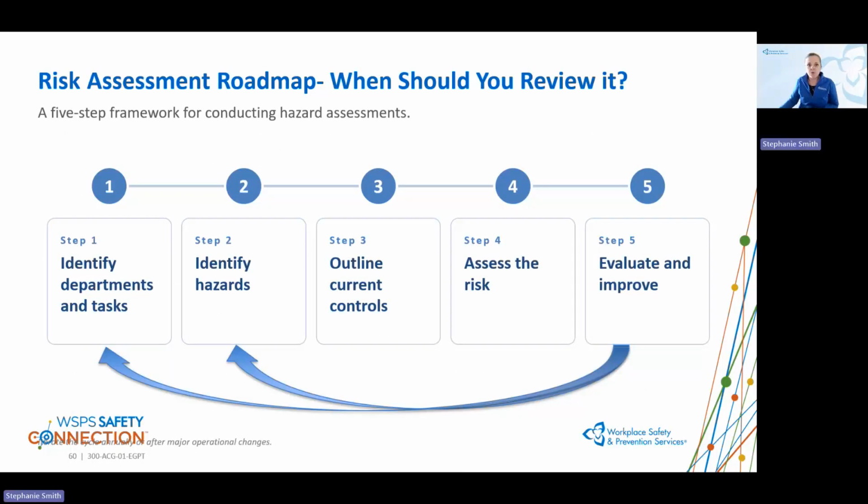So the next step is, when should you review the hazard assessments? I'm going to open this up to just a chat communication. How often do you review your hazard assessments? Does anyone review their hazard assessments? Yep, reported with near miss or incidents, definitely. Yeah, every 3 years. Once a month.